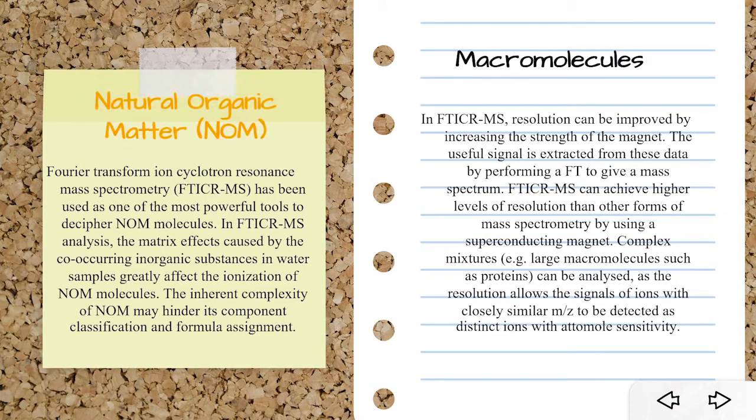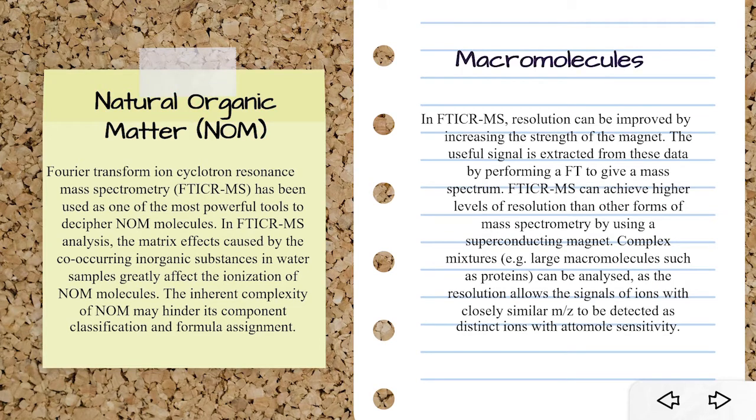FTICR-MS has been used as one of the most powerful tools to decipher, or in other words, break down, natural organic matter molecules. In FTICR-MS analysis, the matrix effect caused by co-occurring inorganic substances in the water sample greatly affects the ionization of NOM molecules. The inherent complexity of NOM may hinder its component classification and formula assignment.